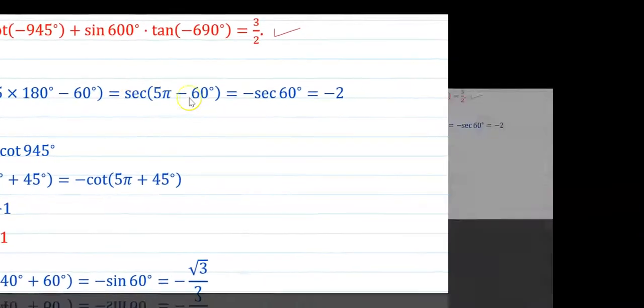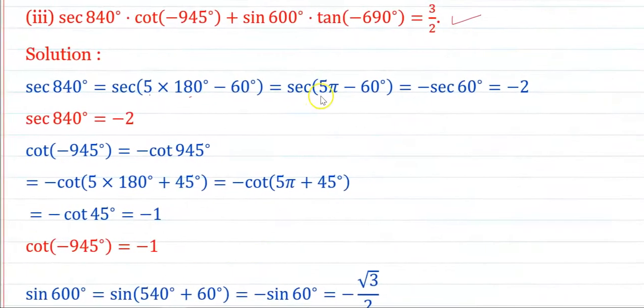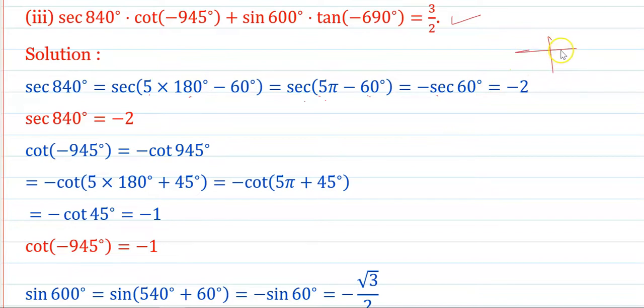That is a 5 into 180. Okay, that is a 5 pi minus 60. Again, the integral multiple of pi function remain as it is. आता तो किती आहे? 5 pi. And what about the 5 pi minus 60? 2 pi, 4 pi. And this is a 5 pi. It is in the third quadrant. In third quadrant, sec is negative. And therefore, sec of 5 pi minus 60 is a minus sign.